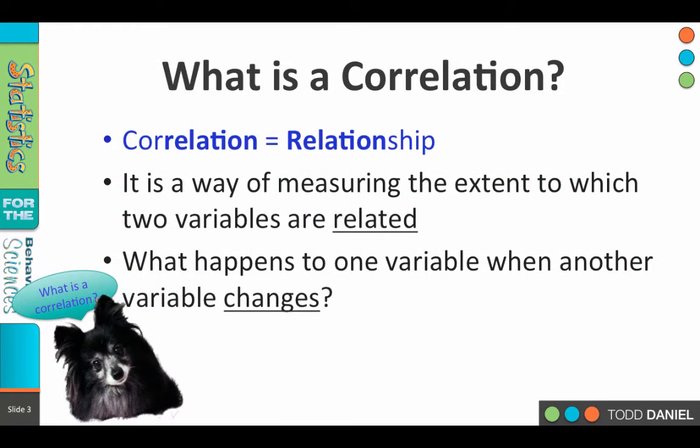And so what we're going to talk about this week is what is correlation, and we're going to sort out the difference between correlation and causation, correlation and experimental design, and then figure out how to compute correlations. So correlation really means relationship, and mathematically it is a way of measuring the extent to which two variables are related.